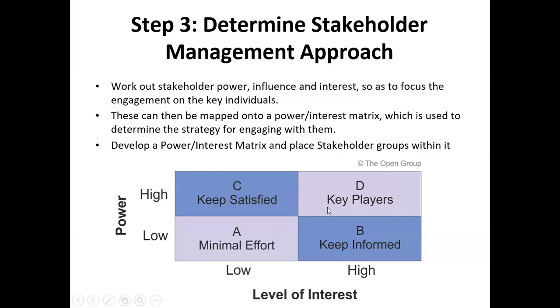If someone's power is low and the interest is low, minimal effort. Don't waste your time on it. If someone's power is low and the interest is very high, keep him informed. Even a peon can be helpful sometimes. So this is called the power interest matrix. This is how a matrix looks. We learned about matrices in the content framework. This is how a matrix looks. Shall we go to the next one?